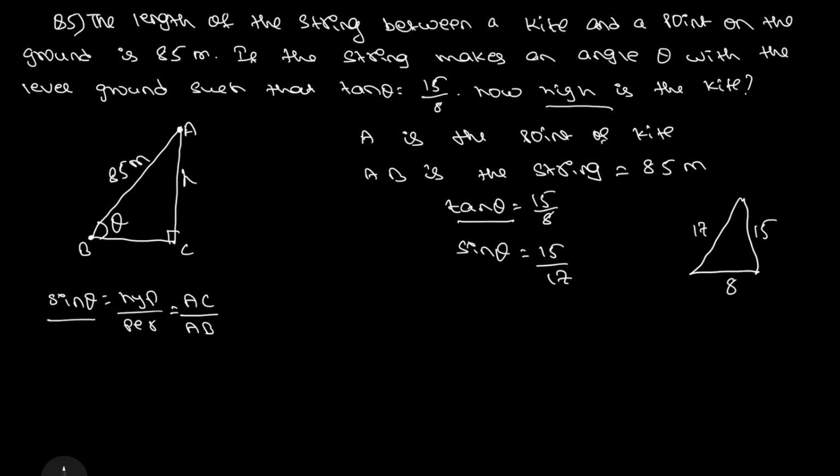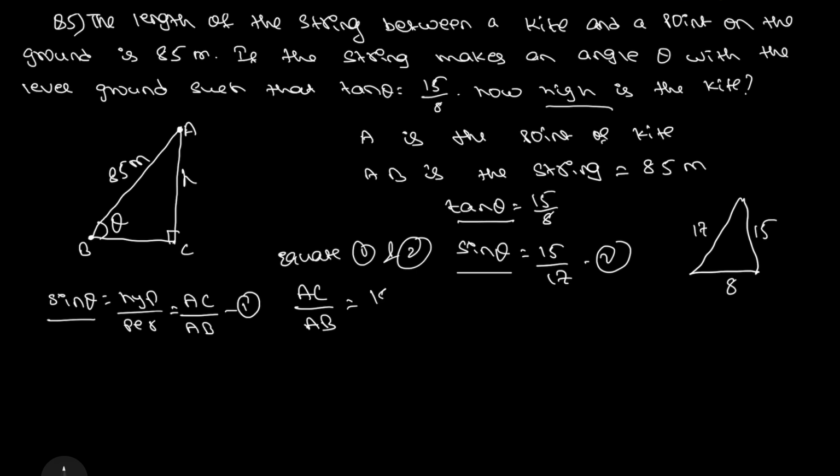So now here we have sine, here also we have sine. Now we'll equate those two values. Let this be our first, let this be our second. Now equate 1 and 2. We'll get AC by AB is equal to 15 by 17. Whereas our AC is h and our AB is 85 meters. This 15 and 17 remain the same.